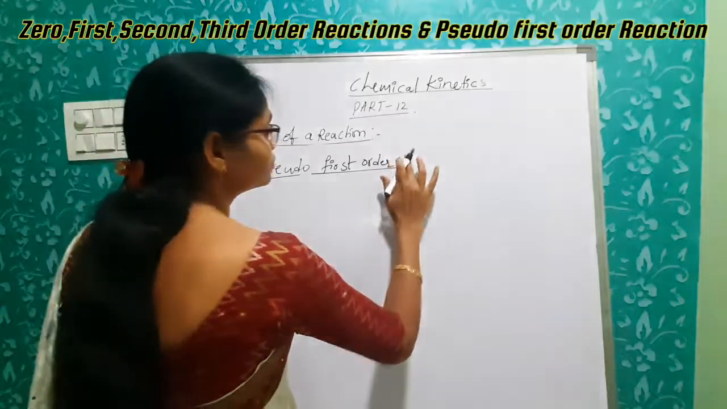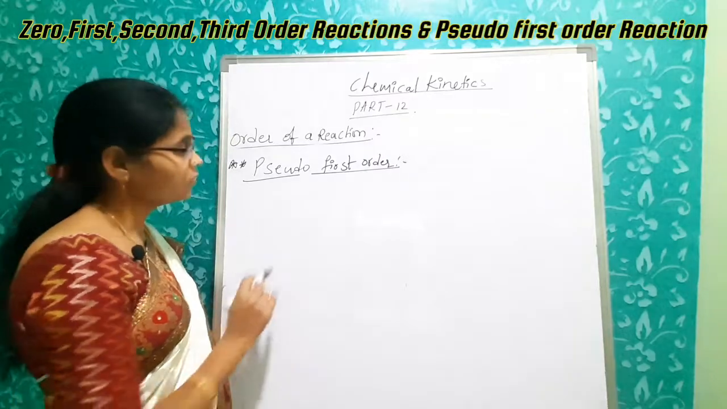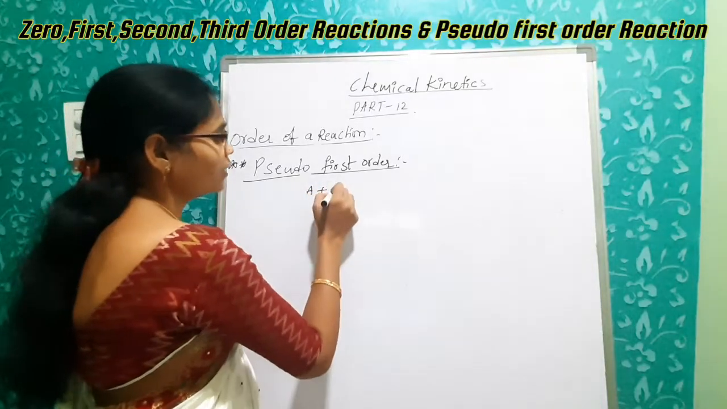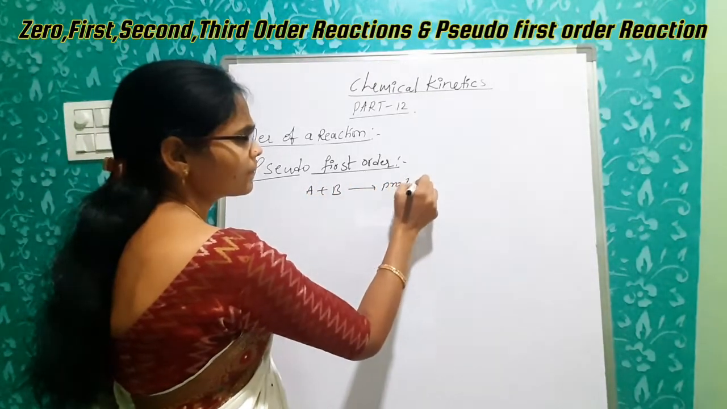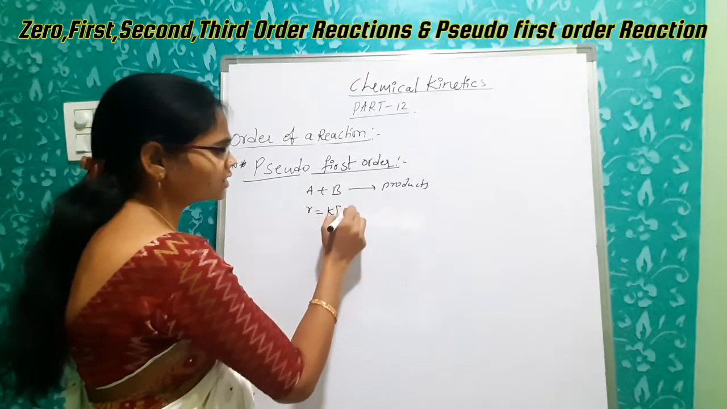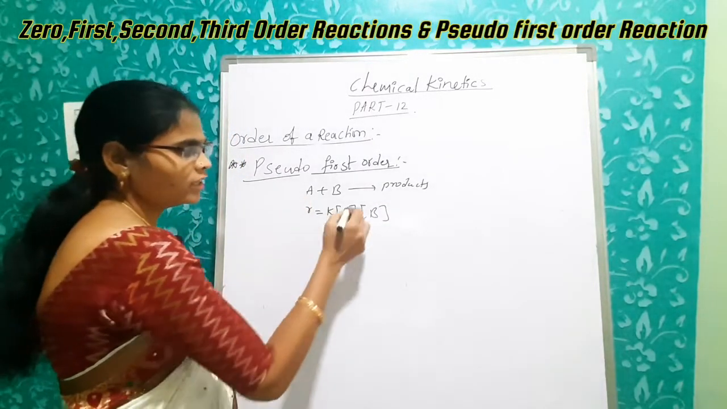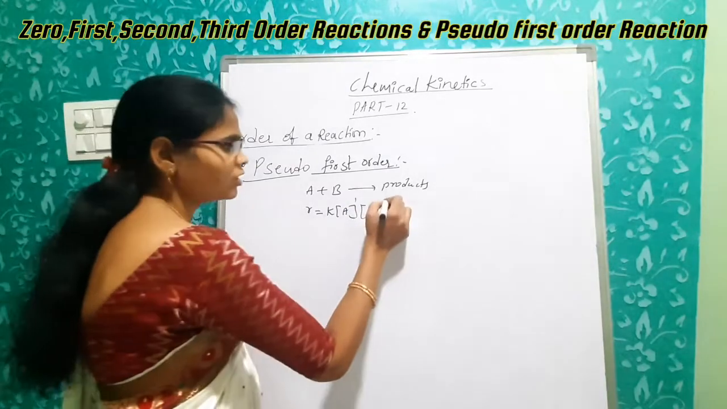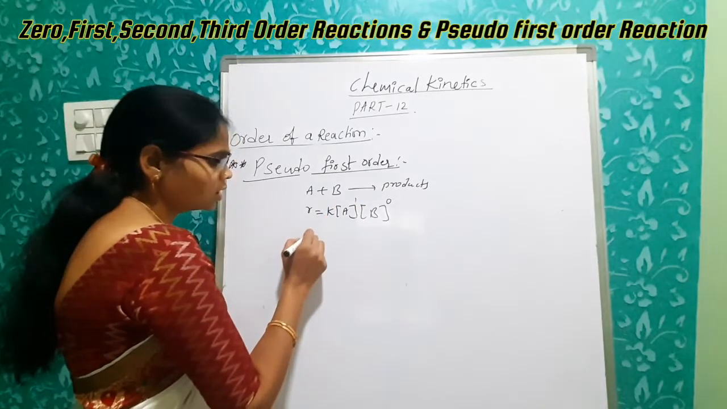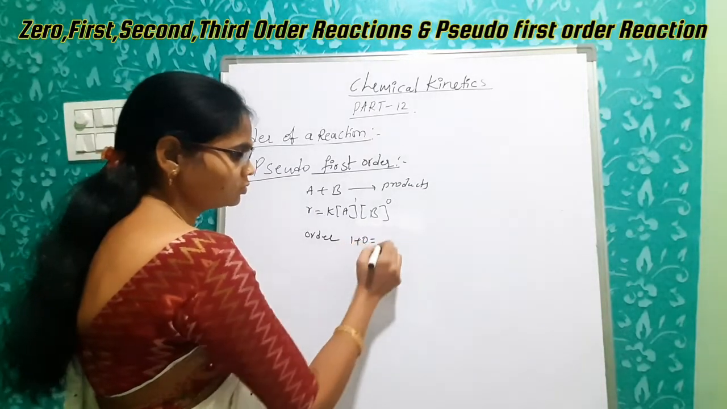Now pseudo first order reaction. Okay, listen to me carefully. Suppose, for example, A plus B gives rise to products, and the expected rate law is R equal to K into concentration of A, concentration of B. But the rate of the reaction depends only on the concentration of A but not on B. Simply here, the order is 0, 1 plus 0 is equal to 1.